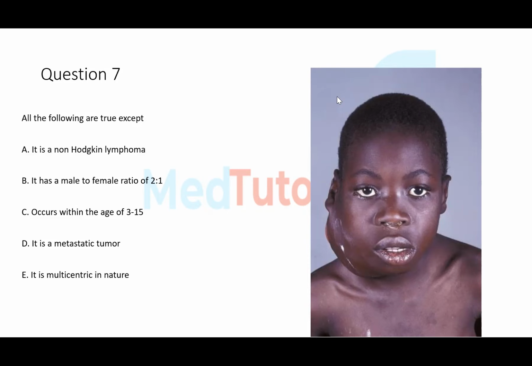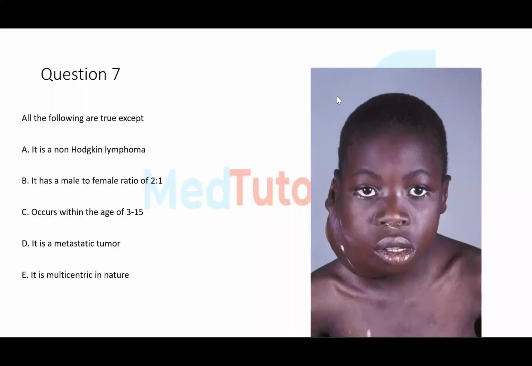All are true except... Non-Hodgkin's lymphoma, yes, this is Burkitt lymphoma. When you see a jaw mass, think of Burkitt. Usually for Burkitt lymphoma, you have a male preponderance, 2:1 as depicted in the option. It is also important to note that the age range is more between about 5 to 15 years. Occasionally you could see some children presenting at a little less than 5 years, but the age bracket might still be acceptable for children with Burkitt lymphoma.